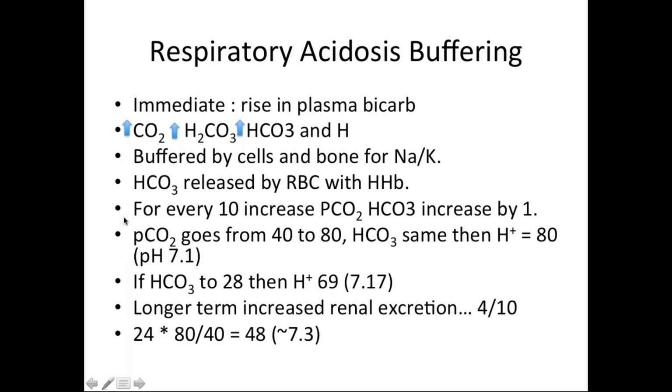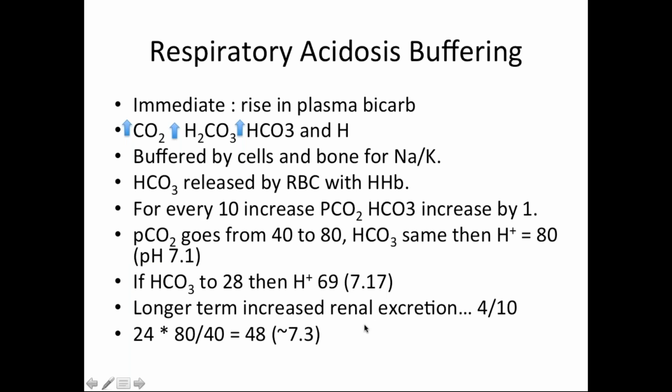The longer term buffering happens by increased renal excretion of H plus, and that is about 4 per every 10 of PCO2. So now let's just talk about if the PCO2 goes from 40 to 80 and the bicarb remains the same at 24, then the H plus concentration is 80 and the pH has gone from 7.4 to 7.1. With this immediate buffering, for the rise of 40, the bicarb would go up to 28, and that would give you an H plus concentration of 69 and the pH would be 7.17.